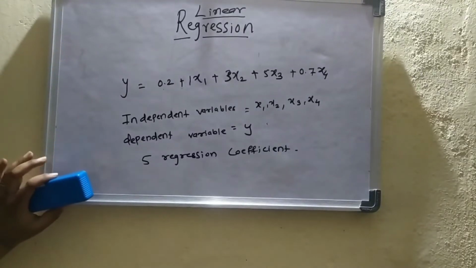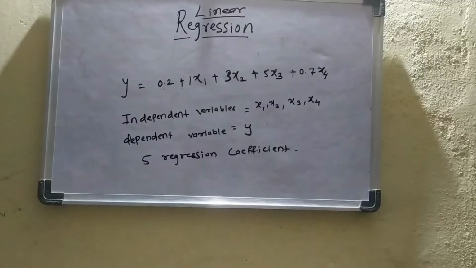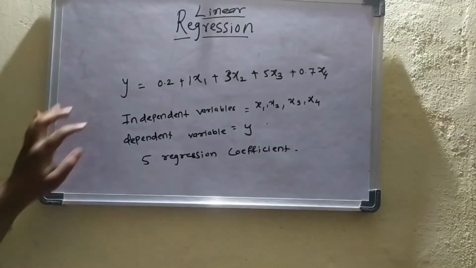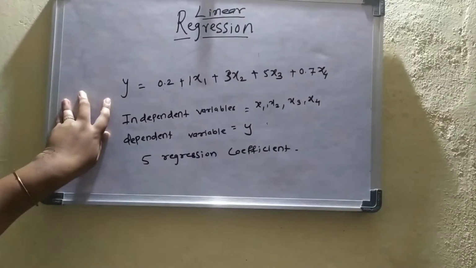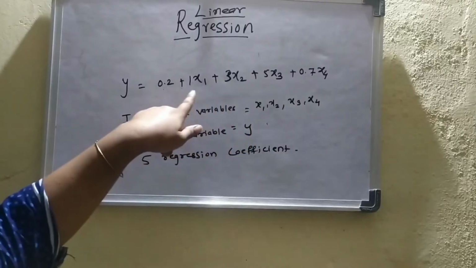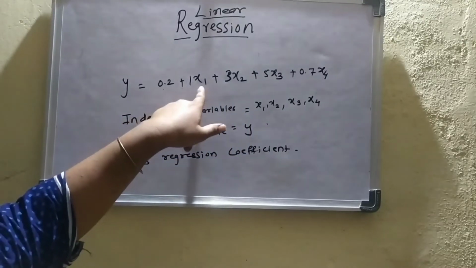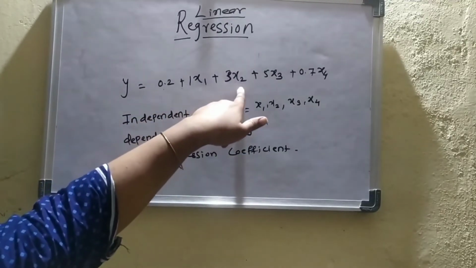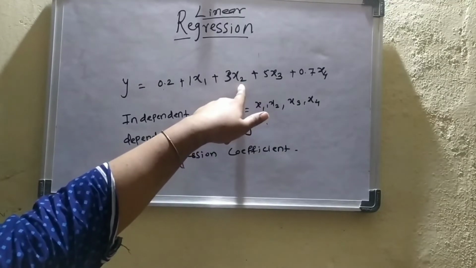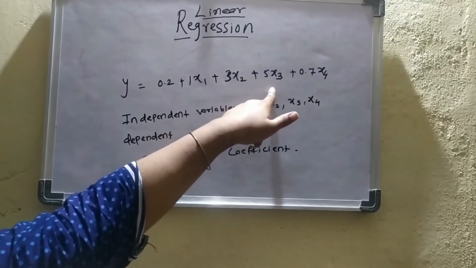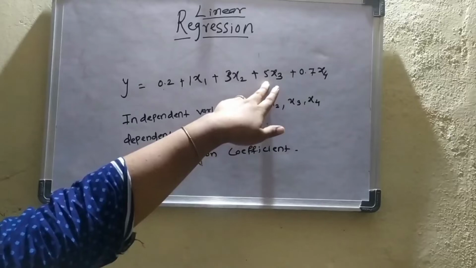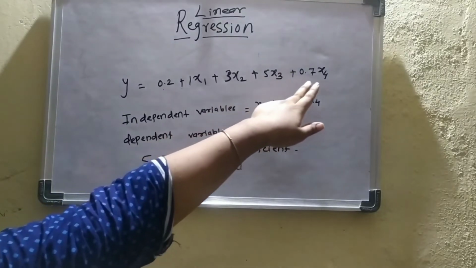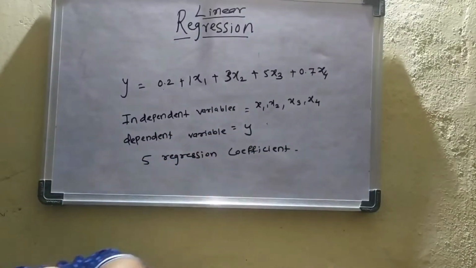So here finding regression means I have 4 parameters. Consider the example, I am finding out the brighter student. For that I am taking the 4 parameters. First parameter is attendance of the student. Second parameter is the past mark history of the student. Third parameter is the behavior of the student. And the fourth parameter is the academic record of the student.